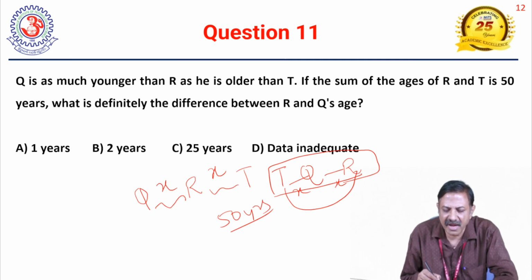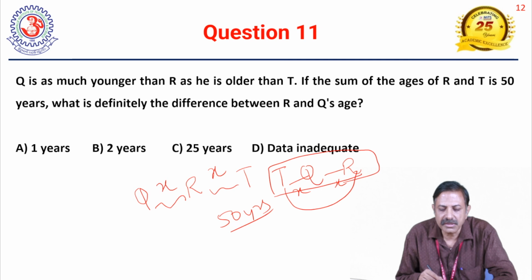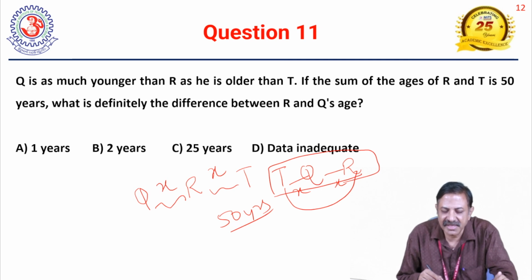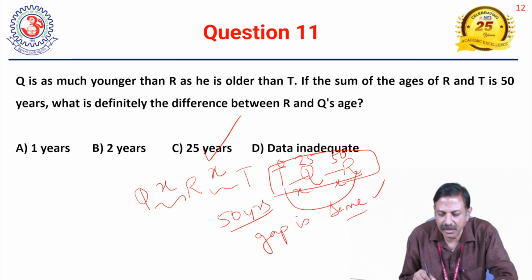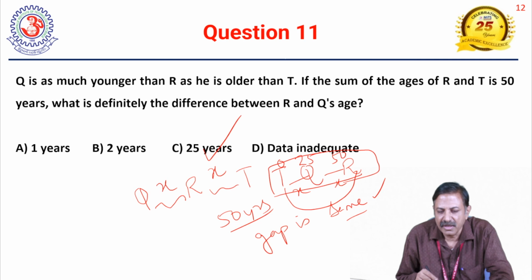What is the difference between R and Q now? Because the difference between the three persons is equal here. Q is as much younger to R as he is older to T. So the gap will be, suppose this is 0, one is 25, one is 50. That means the answer will be 25 years because the gap is the same. So directly by reading the question itself, we can give the answer. That is, it will be 25. The gap between two persons will be 25. Just by reading the question only, we can give the solution.